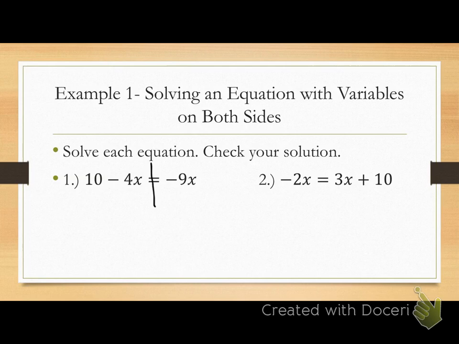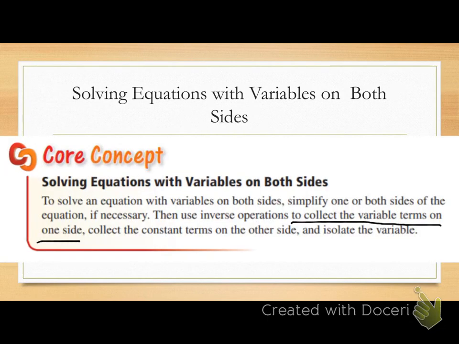Looking at the left-hand side of the equation, is there anything I can do to simplify that? Can I combine any like terms? Can I use distributive property? Anything like that on the left? No. What about on the right side, the negative 9x? Can I do anything to simplify that? No. So once again, you're not always going to be able to simplify. That's why it says if necessary. So, step 1 done. I've checked to see if any side can be simplified.